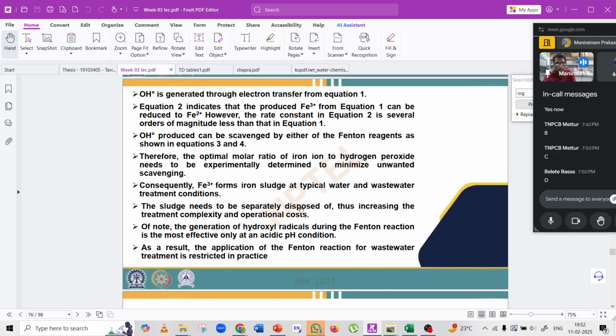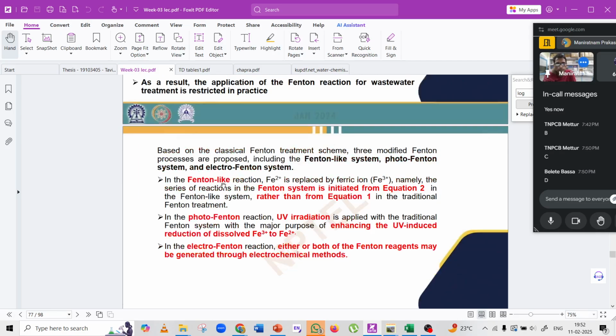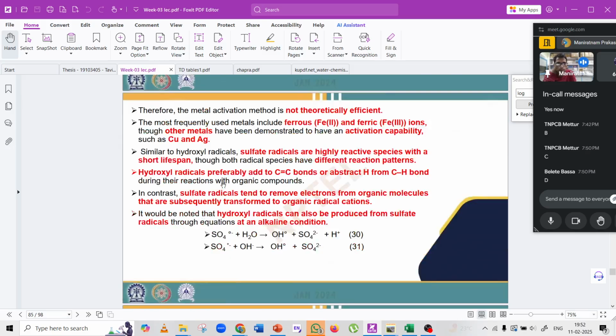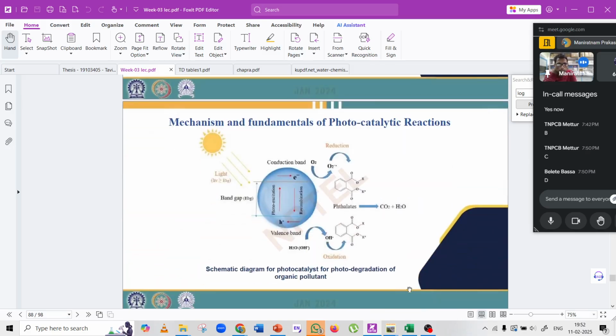Sludge needs to be separately disposed of. Fe2+ forms iron sludge in typical water, because Fe2+ reacts with OH and combines to form precipitate, Fe(OH)3. But in this case you will see no sludge problem.